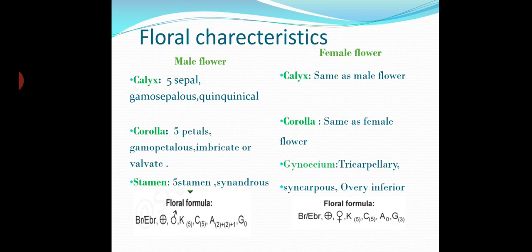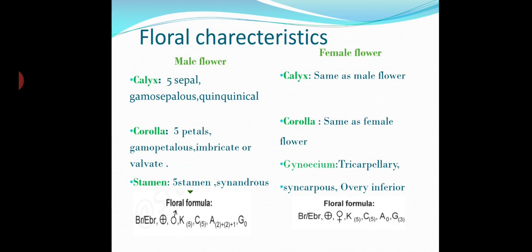Then we can go to the female floral formula. These are also abracteate or bracteate, actinomorphic. The third symbol indicates female flower. Only the female reproductive part is included. And the calyx and corolla are same as in male flower, that is 5 in number and fused.